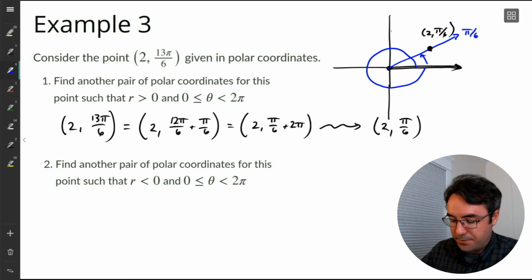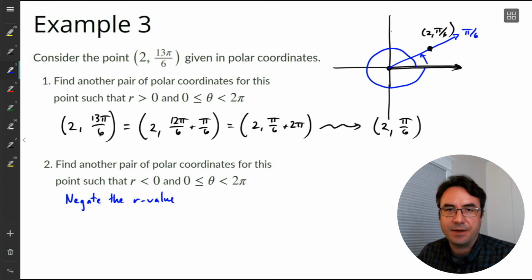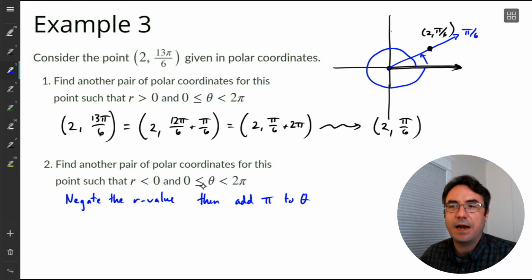And so when we negate the r value, we have to adjust the theta value then. And the way we do that is by adding or subtracting pi. So if we negate the r value, then add pi to theta, or subtract pi from theta, however you need to in order to fit the inequality.